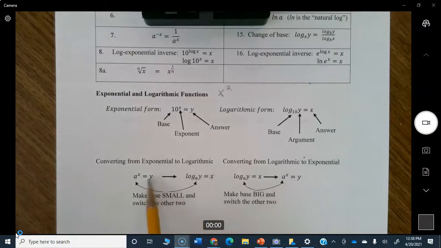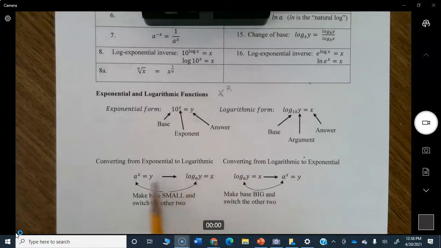So here's the way to view this: a raised to the x power equals y. When you look at logarithm form, what you're saying is, what would you have to raise this base a to, to get this number y? And the answer would be x. That would be the exponent that you have to raise a to, in order to get y.